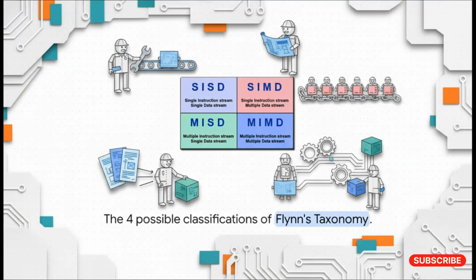Bringing back our home base matrix here, you can really truly appreciate the elegance of Flynn's design. Just by toggling single or multiple for instructions and data, we brilliantly cover the entire spectrum of multiprocessor architectures. From the top left, that SISD solo worker, all the way to the bottom right, MIMD independent network. This matrix right here is the foundational language of computing power.